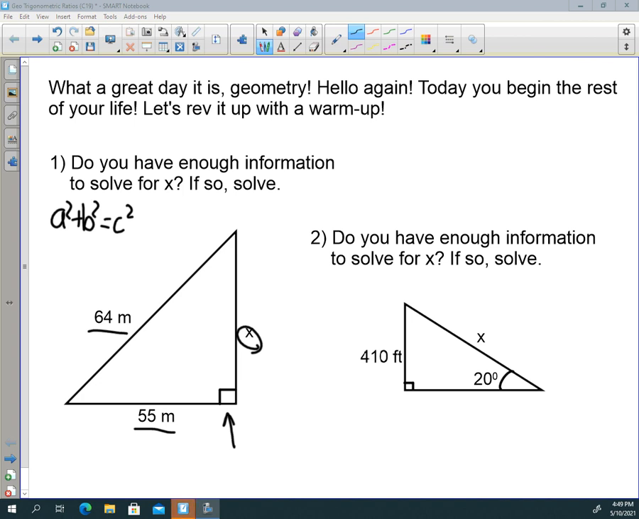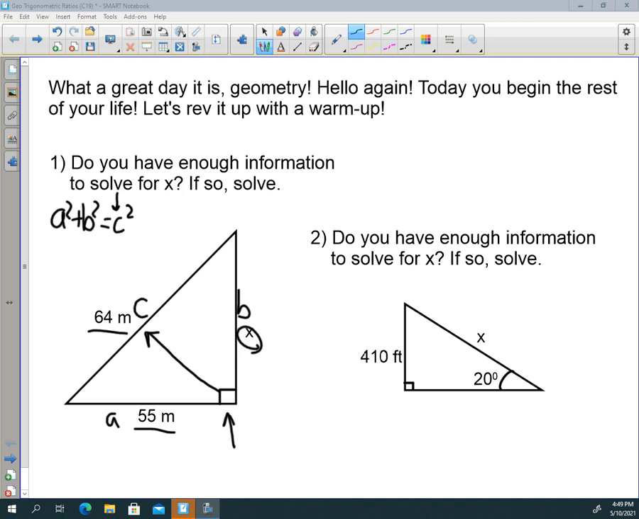Now, remembering that c is always where you put the hypotenuse, we're going to call this side over here that's across from the right angle the hypotenuse, and then the other side is A and the other side is B, and those guys are pretty much interchangeable. Labeling the sides of your right triangle can be really helpful in Pythagorean theorem kinds of problems. So now we know where we're going to put the numbers.